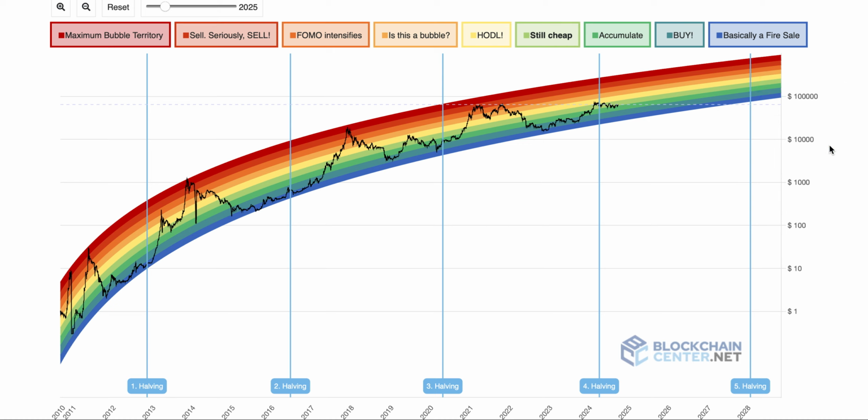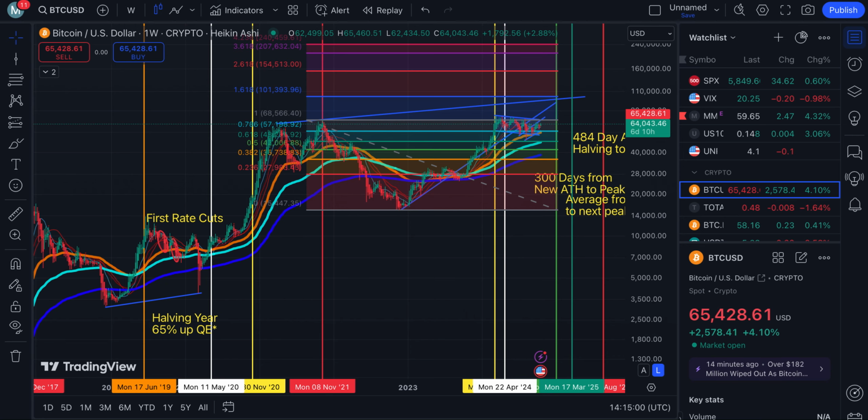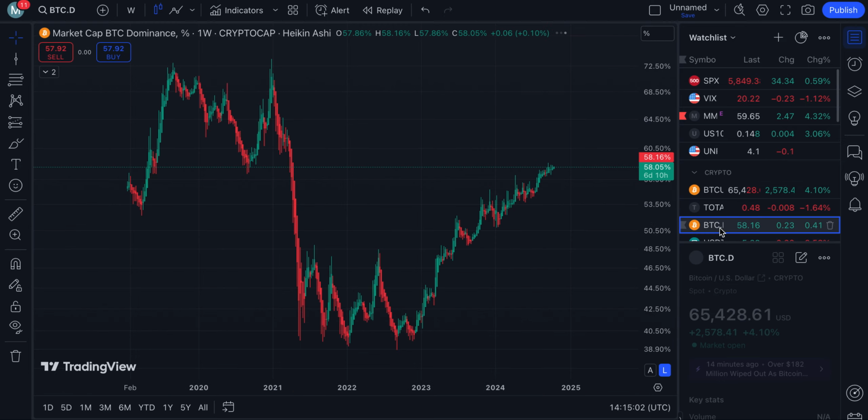So is that what Bitcoin's doing? Just something on a log scale before dropping or ripping? I don't know. But as far as Bitcoin dominance, maybe we can end there.